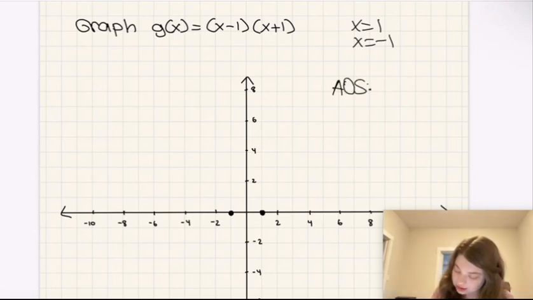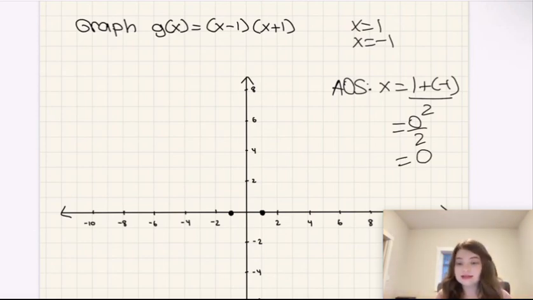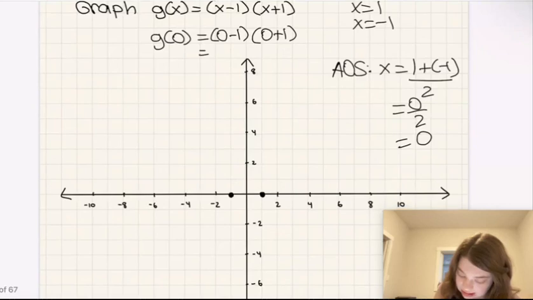For axis of symmetry, x is equal to 1 plus negative 1 divided by 2, which is 0 over 2, which is 0. So in this case, the axis of symmetry, which also indicates to us the x-coordinate of the vertex, is 0. So g of 0 is equal to 0 minus 1 times 0 plus 1, which is negative 1 times 1, which is negative 1. So therefore, the vertex overall is 0, negative 1.